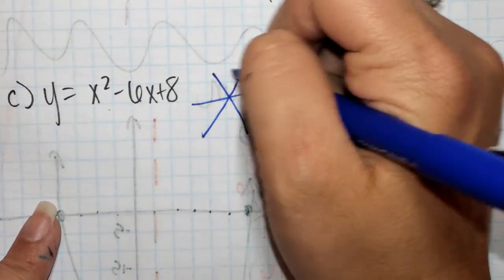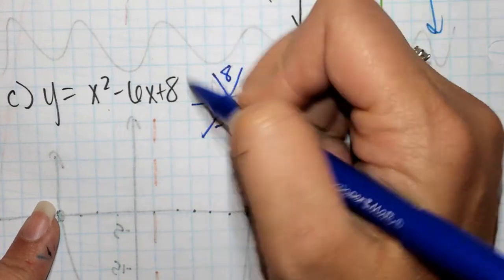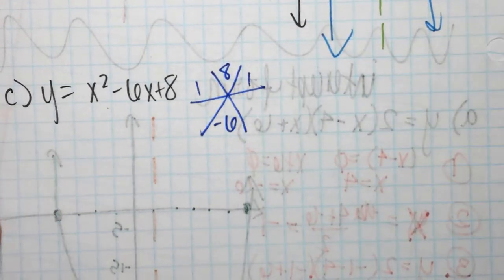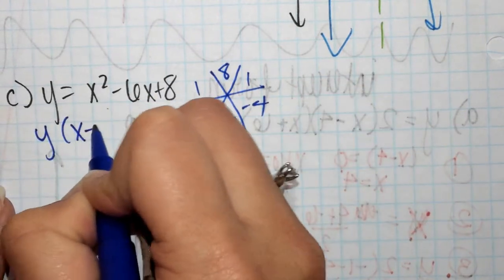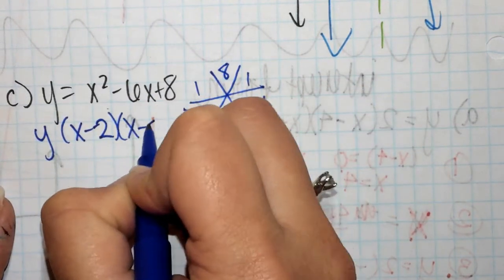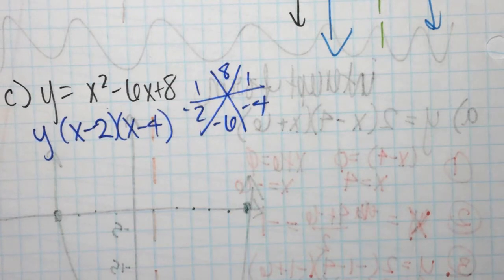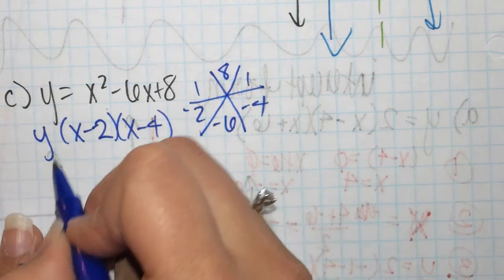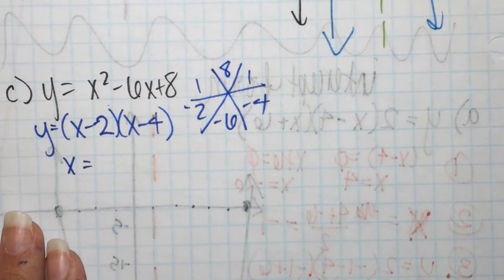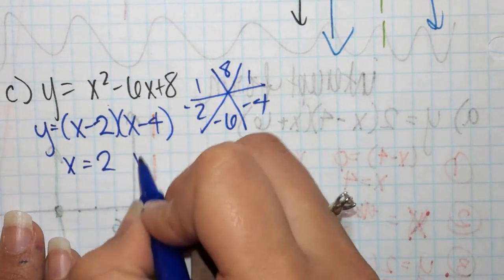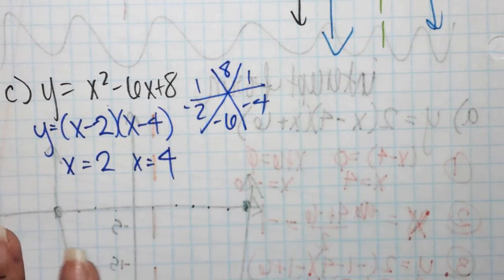What two numbers multiply to give us 8 and add to give us negative 6? Negative 2 and negative 4. So then you have x minus 2 times x minus 4. Ta-da! So what are our intercepts? What's one x-intercept? 2. And what's the other one? 4.